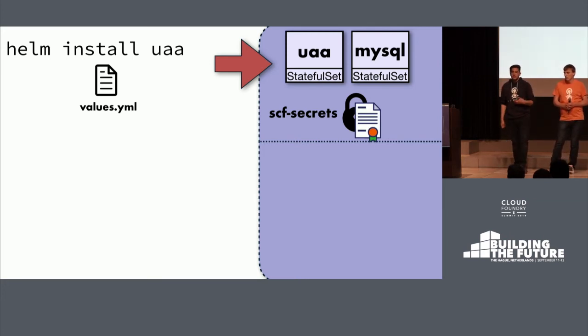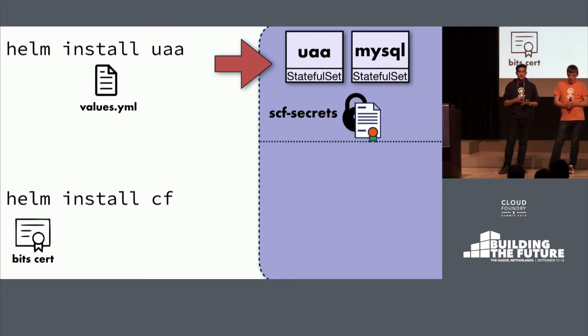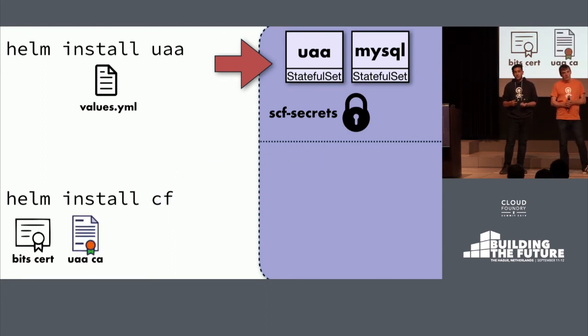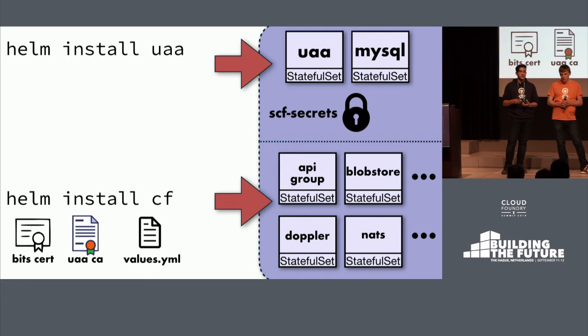And once all of these components are running, you can install the rest of Cloud Foundry by installing the CF chart. But for the CF chart, you need a couple more things. You need to provide a bits service certificate, because bits service requires certificates. The requirement for these certificates is that they have to be signed by a CA, which is trusted by the Kubernetes cluster. As we said, you need the UAA CA, because a lot of Cloud Foundry components communicate with UAA, so they need to have the certificate. And you need to provide a similar values file to the one that was used when deploying UAA. This will result in the rest of the Cloud Foundry components being deployed and eventually running in the cluster.